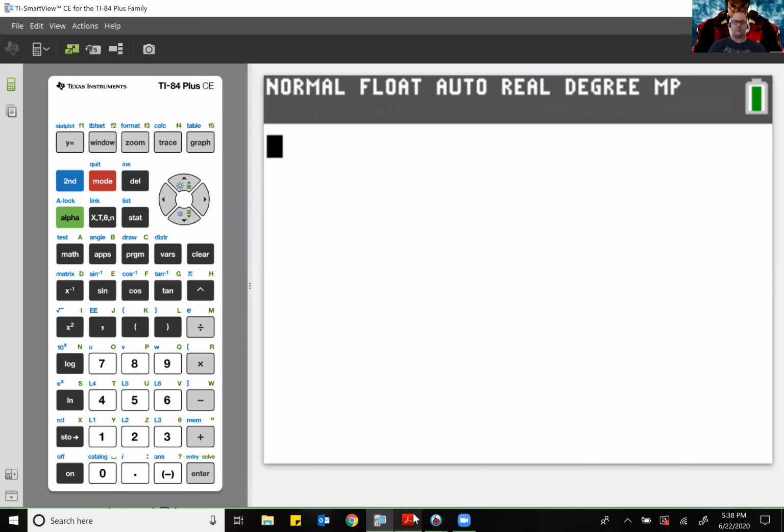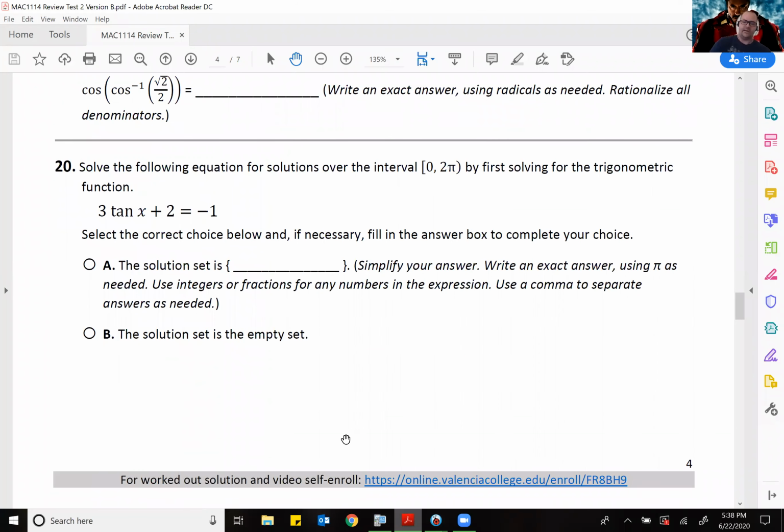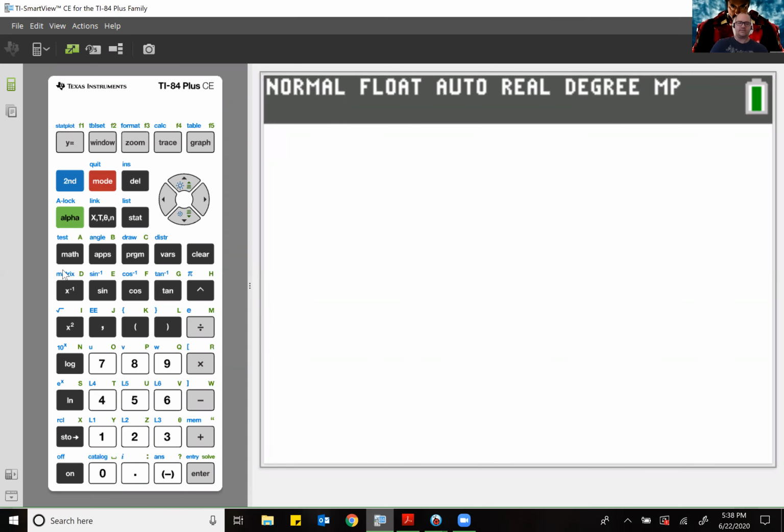Well, how is this problem going to work? What you need to remember, because our calculator doesn't have cosecant inverse, is that we need to turn cosecant into sine, cosine, or tangent. Okay?